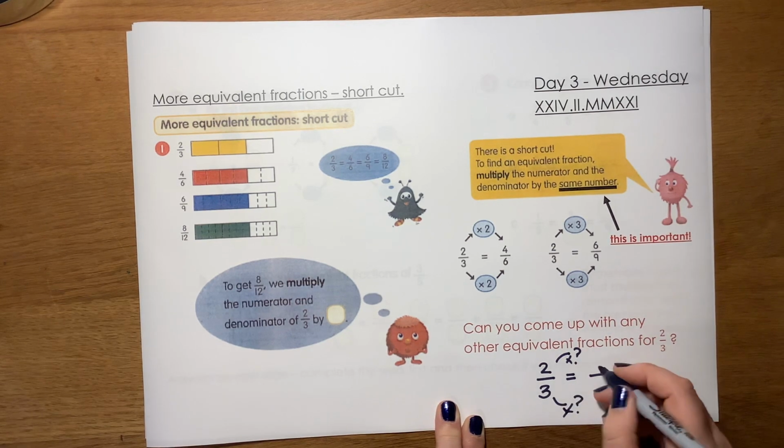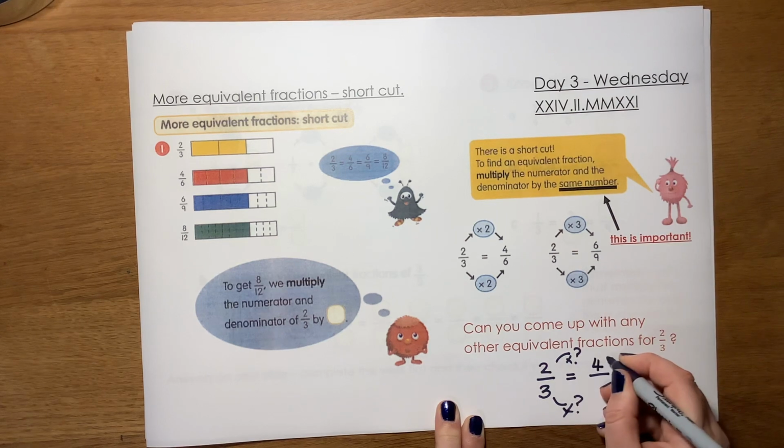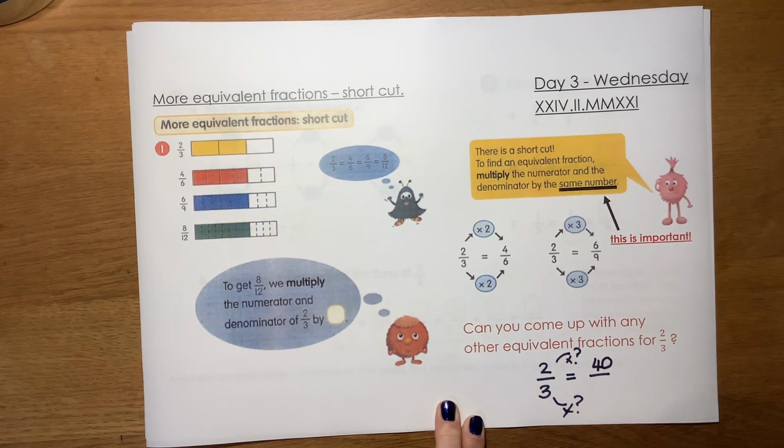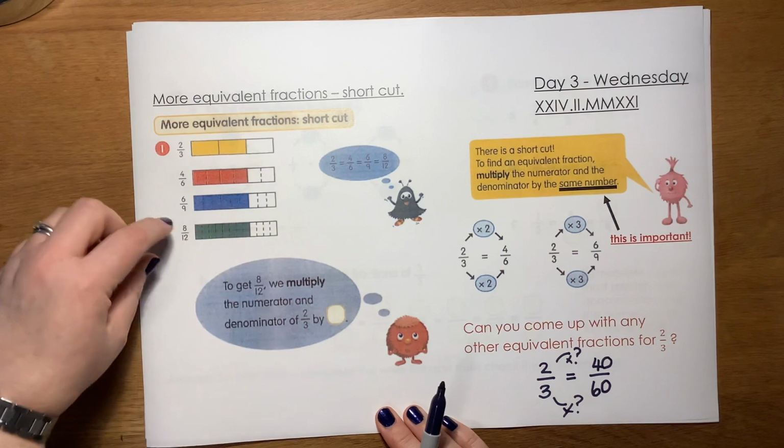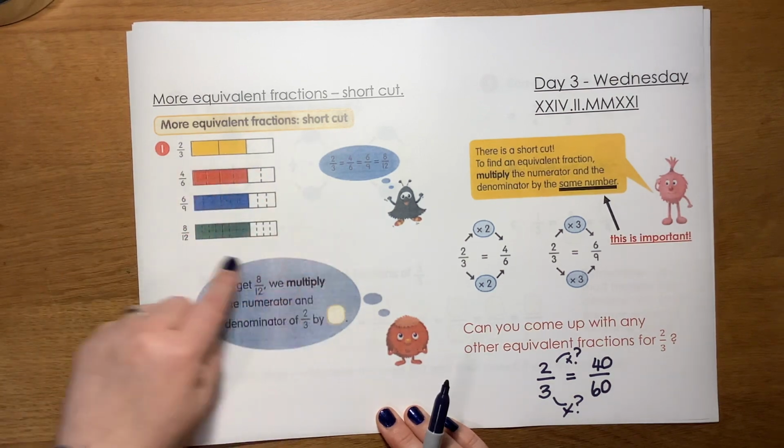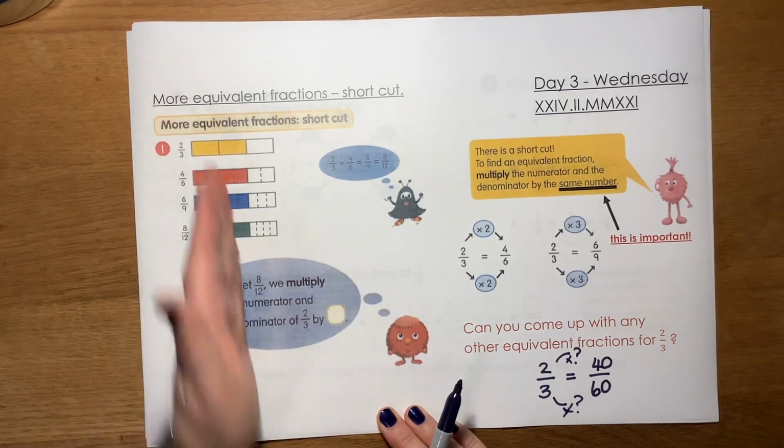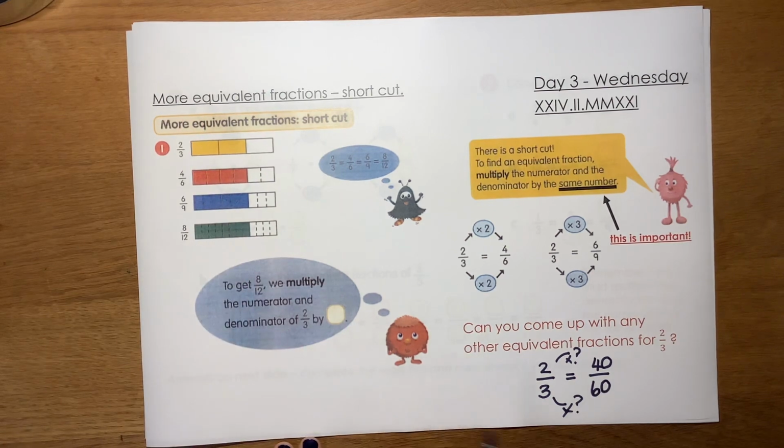2 multiplied by 20 is 40. 3 multiplied by 20 is 60. So I know that 2/3 is equivalent to 40 over 60, 40/60ths. Now that is far easier to work out the equivalent fraction of how many 60ths it would be equal to than trying to find a fraction strip, divide that into 60 and cut and shade the same amount. That's why it's called a shortcut.